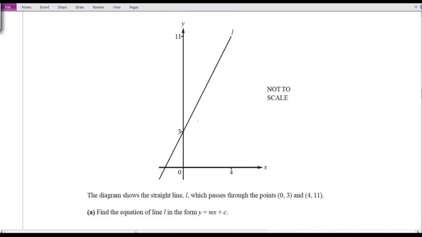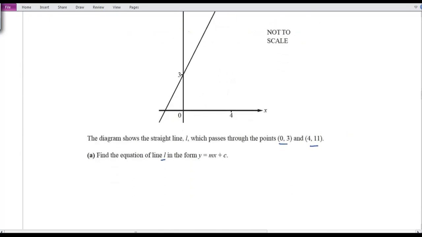Okay, the next one. Here the diagram shows a line which passes through these 2 points. These are the 2 points, 0, 3 and 4, 11. Find the equation of the line in the form y is equal to mx plus c. Even if this diagram is not given, you need not worry about that. What you basically need is m and c. We have 2 points, so the gradient we can easily find.